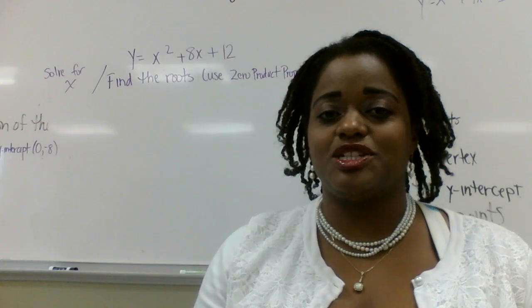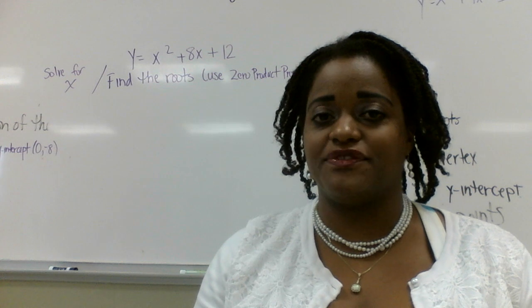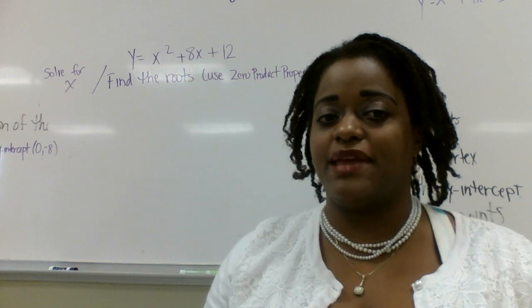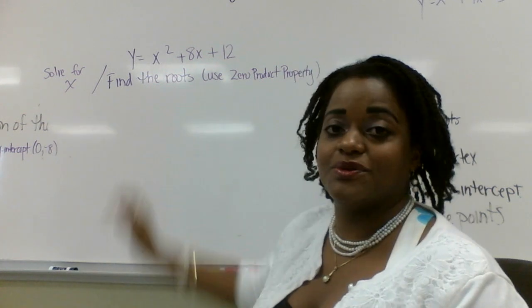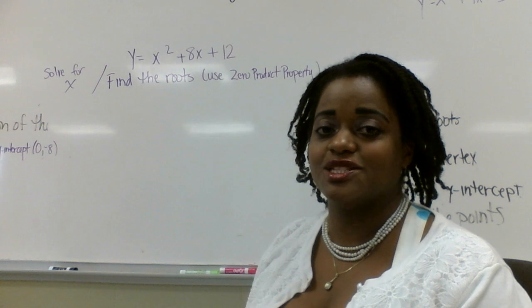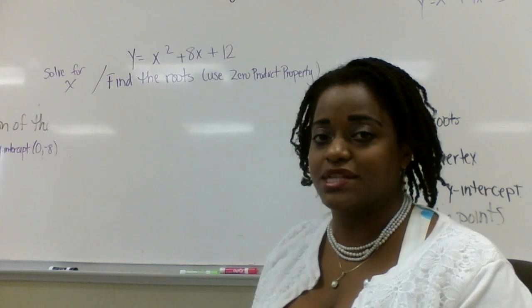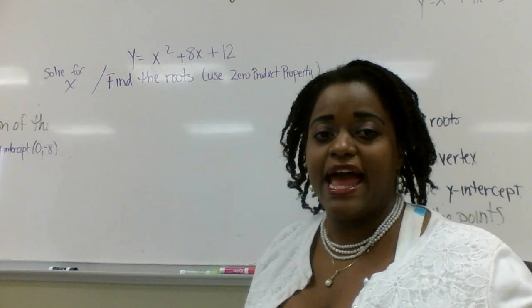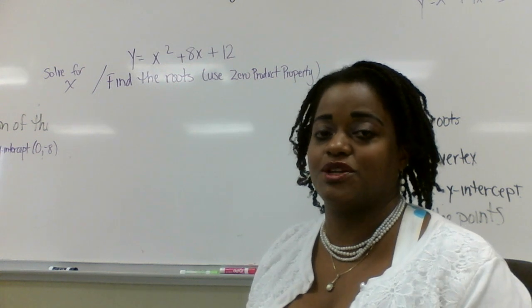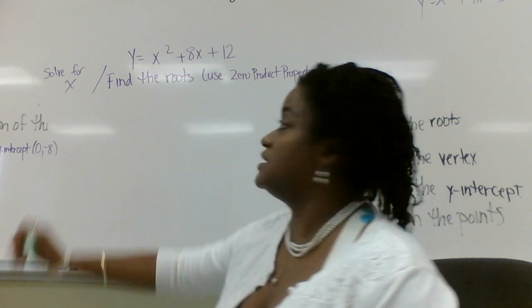Salazar, and I want to talk to you about how to solve for x when you have a quadratic equation like we have right here. Y equals x squared plus 8x plus 12. So we want to solve for x, which means we're finding the roots. We're going to use the zero product property, and the first thing I want you to do is make your generic rectangle and the diamond.